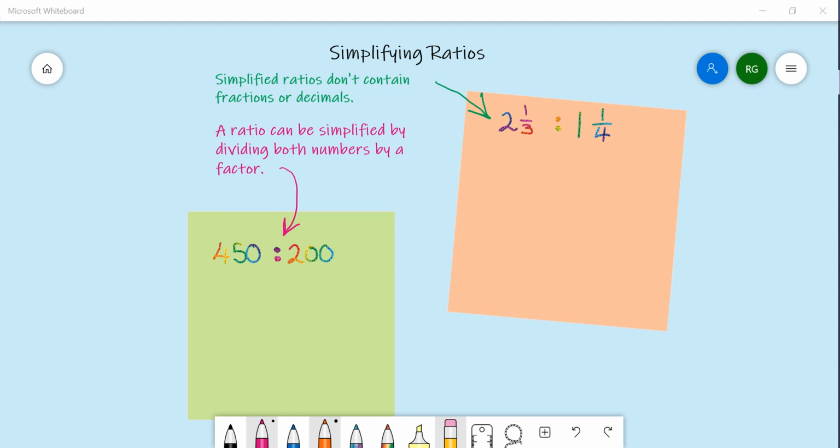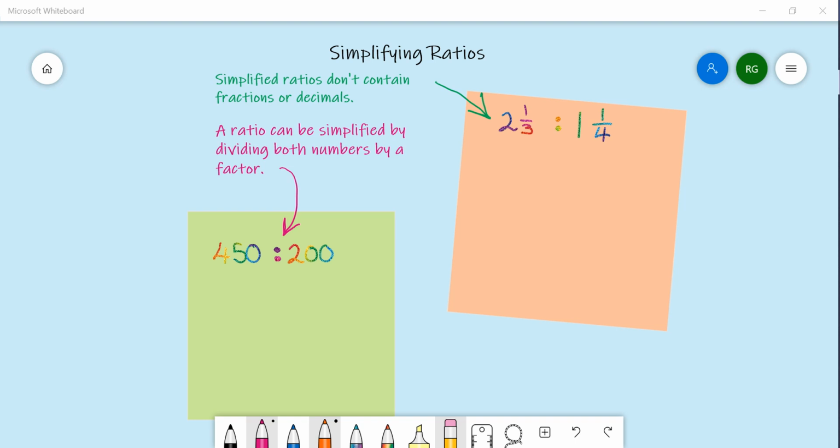So I have written above that simplified ratios don't contain fractions or decimals. Now this is an important rule that we need to remember. So whenever we're writing out a ratio, we need to make sure that it doesn't contain fractions and it doesn't contain decimals. So we like to use whole numbers or integers. Now, in the case on the green square, a ratio can be simplified by dividing both numbers by a factor.